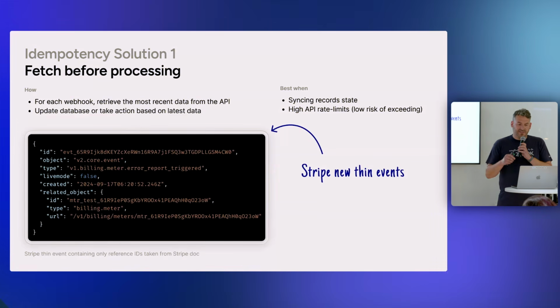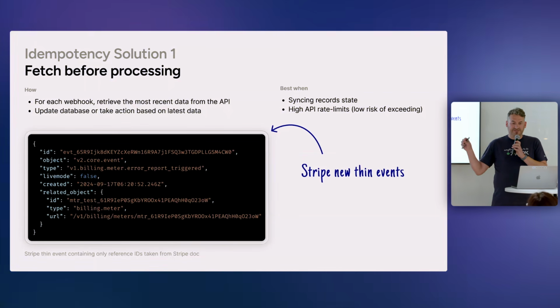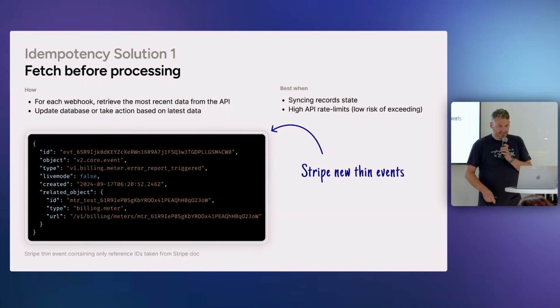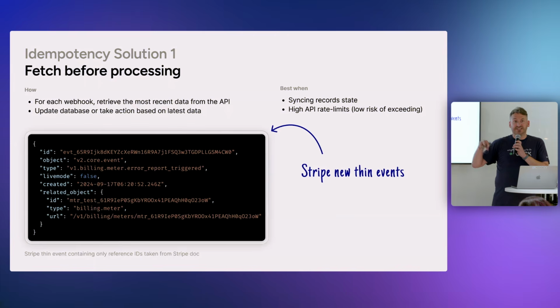So the first one is fetchable processing. This strategy says that the webhook event is a notification. Ignore the data payload, and then you fetch the fresh data from the API, Stripe's API for example. In this example, you can see this is actually a Stripe thin event. They're not sending the payload, the actual data, and then you'll use the related object ID to fetch the freshest state of that resource, and you'll use that as the source of truth. So you no longer need to worry about order because you're already getting the freshest data.